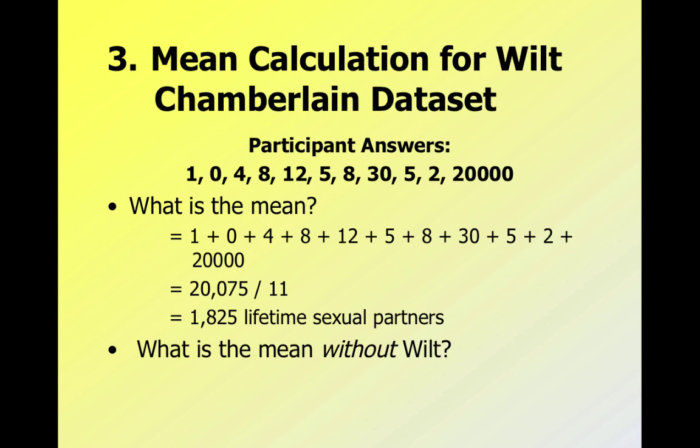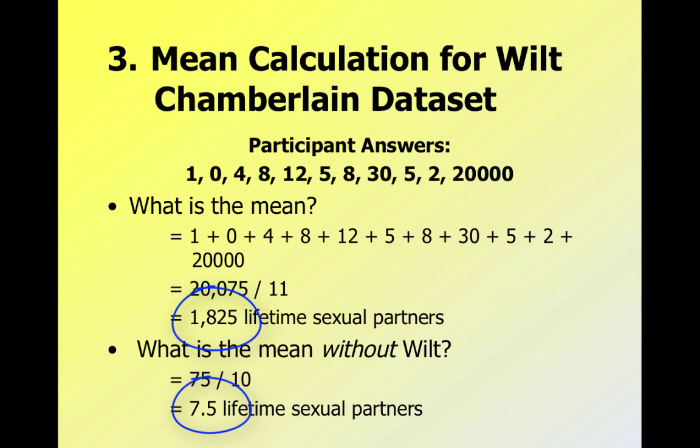So let's look at what happens when we calculate it without Wilt Chamberlain. Obviously, we're going to take out his 20,000. We only get 75 sexual partners as a sum of all these now 10 individuals, right? Because we took out Wilt Chamberlain, our sample size is now not 11, but changes to 10. And when we do the math, we see that our average lifetime sexual partners among these 10 individuals was 7.5. Now look at these two numbers, 1,825 and 7.5. Which one seems to be more realistic of what this sample really looks like?